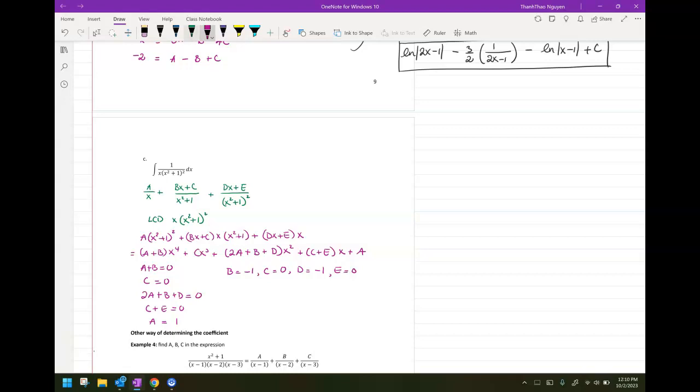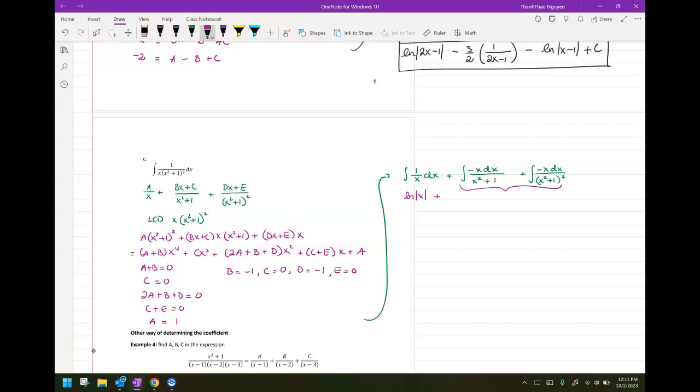I can then rewrite my integral as the integral of 1 over x dx plus negative x dx over x squared plus 1 plus negative x dx over x squared plus 1 squared. Now the first integral is easy, right? The first integral is just ln of x.